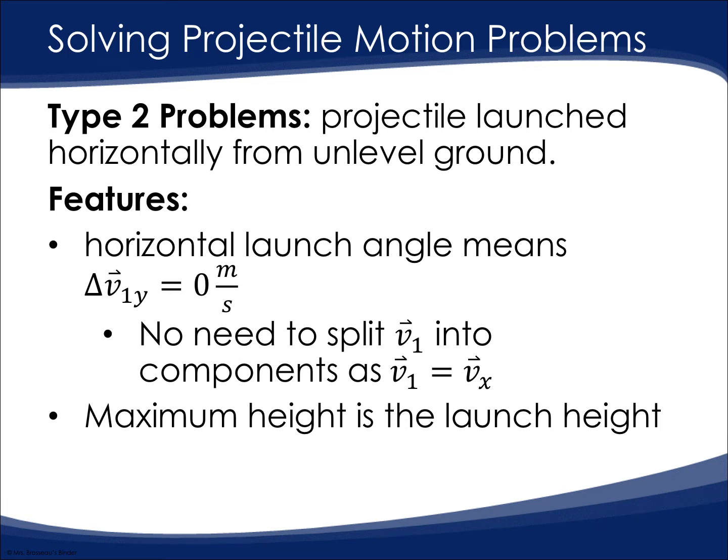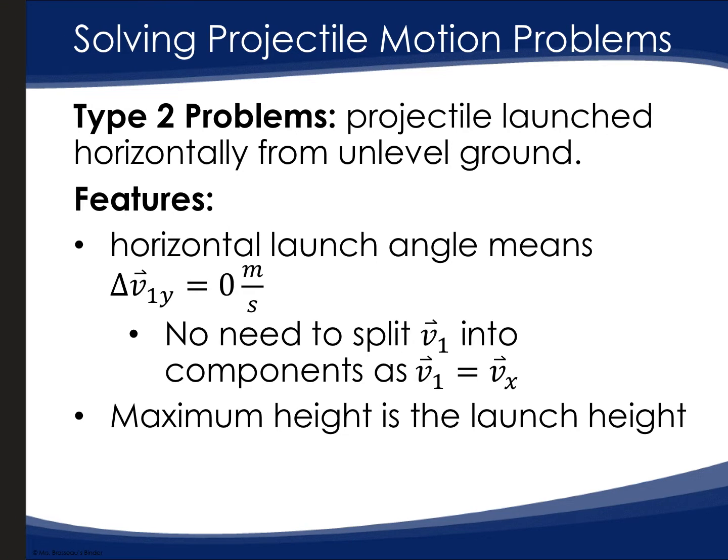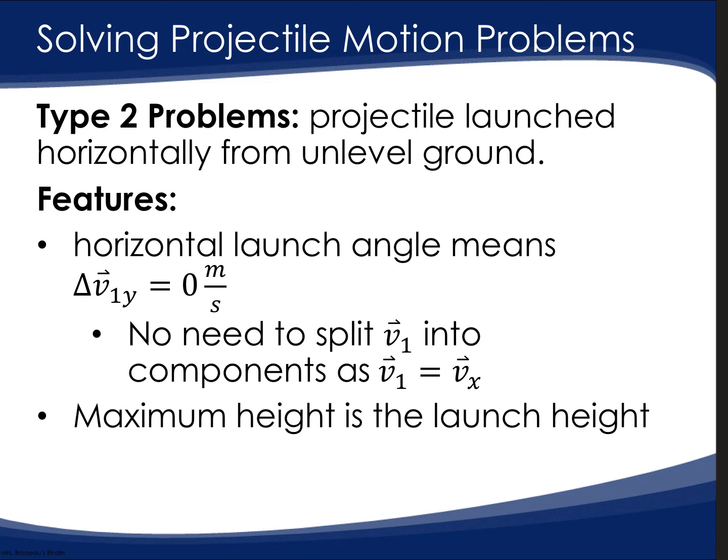All right, so let's talk about solving the second type of projectile motion problems. So this time we've got something that is typically launched off of some kind of cliff or edge. It's launched horizontally, and then the path downward is a projectile. Right, so the launch angle is 0. Since it's being launched horizontally, we don't have to worry about vector components for velocity. And your max height is the launch height.